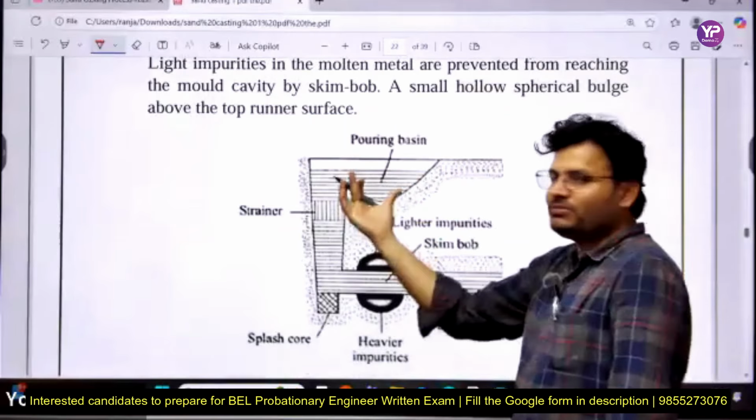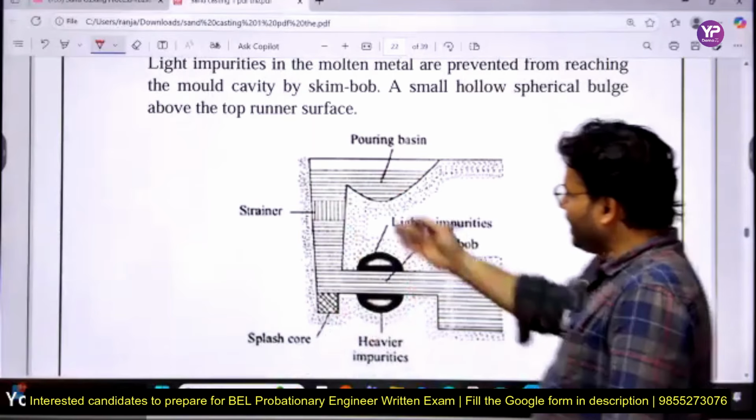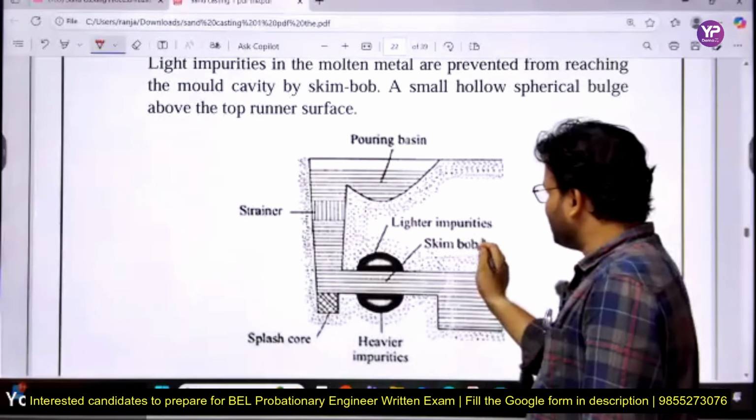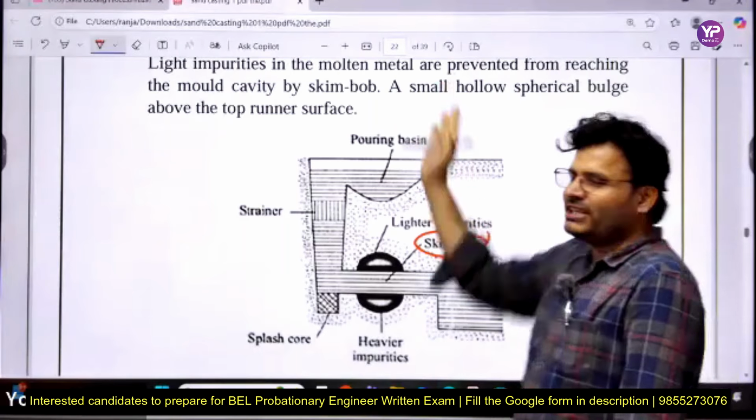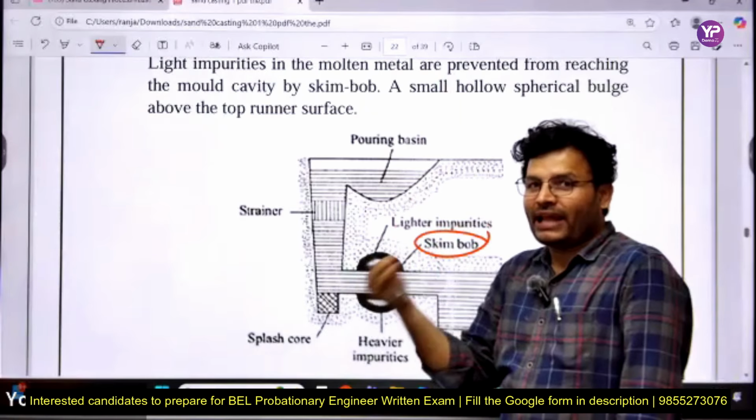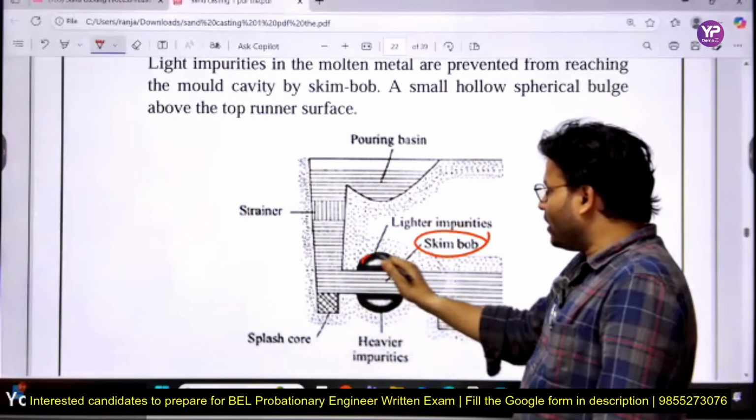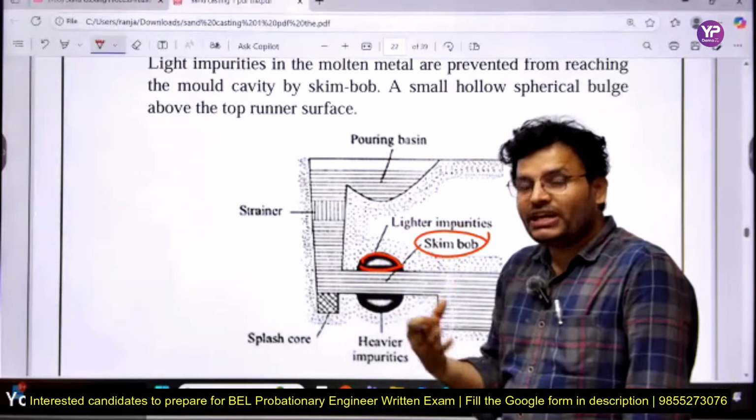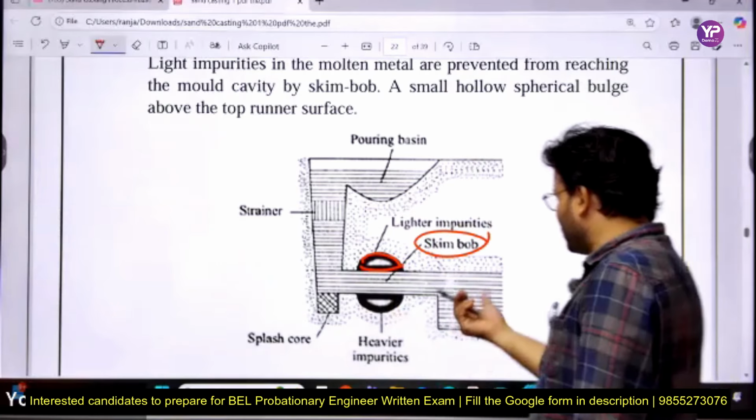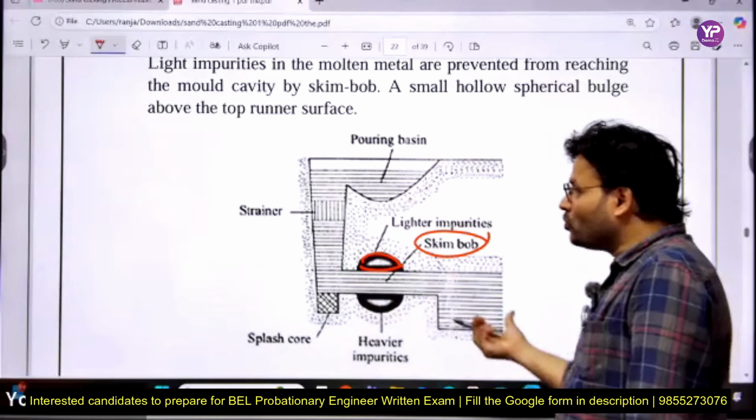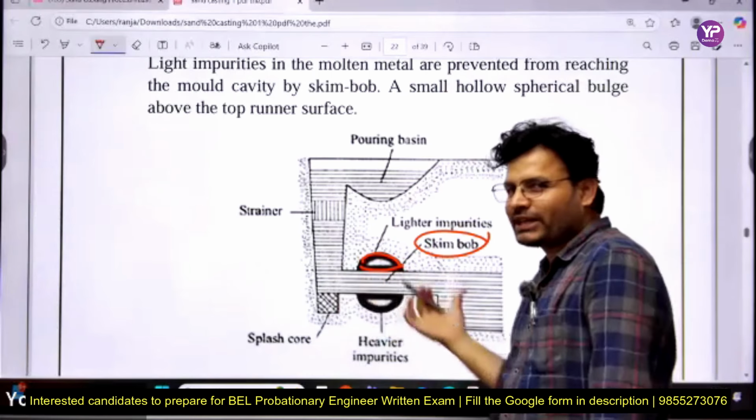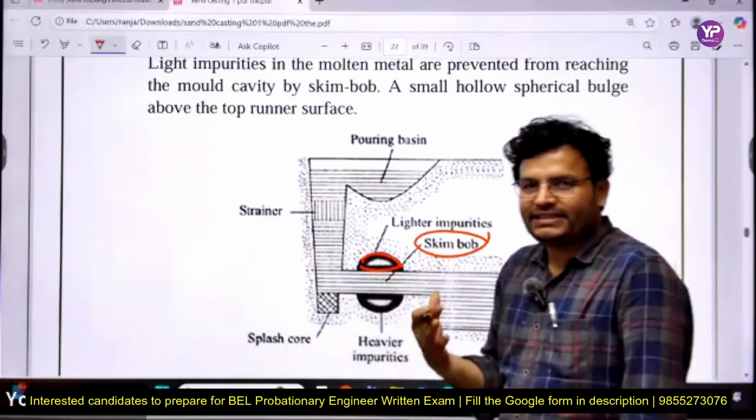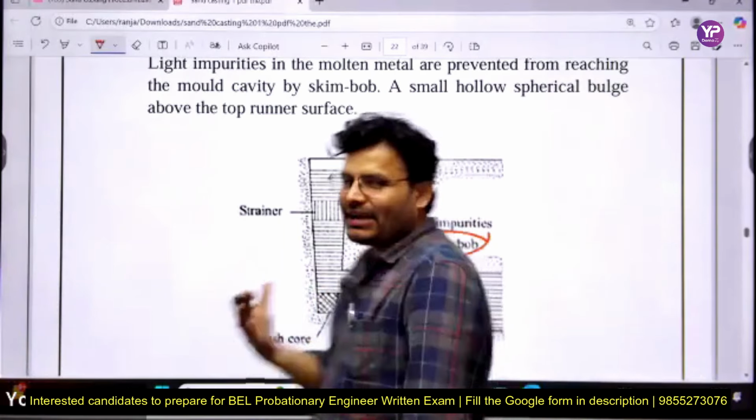This is the pouring basin. You can see here, this is the strainer, splash core, no problem. Here we can say this is the skim bob. Suppose any impurities are coming and they are lighter, they will be collected at the upper part. And the impurities which are heavier will be collected at the bottom. Before this is your cavity. If some impurities go to the cavity, it will produce casting defects, right? So your target is that impurities should not go into the cavity.